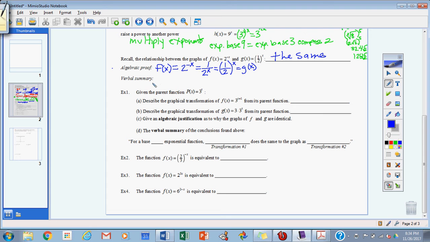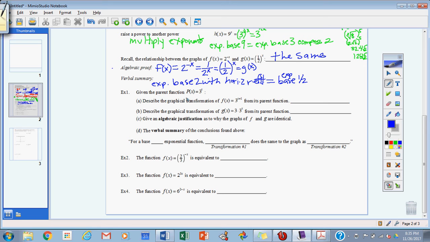Now, what's the verbal summary? Again, we have an exponential base 2 with a horizontal reflection. I don't know why I always abbreviate that. Okay, reflection. So exponential base 2 with horizontal reflection is going to be equivalent to exponential with base 1/2. That's it. No transformations at all. That's how you put in words what's happening to those graphs with the transformation.